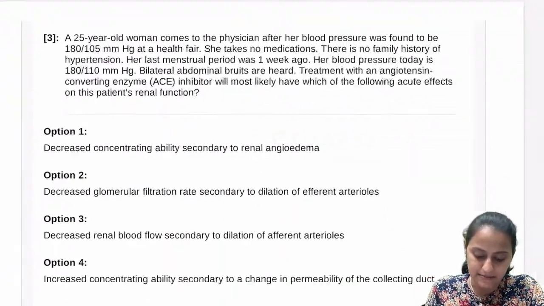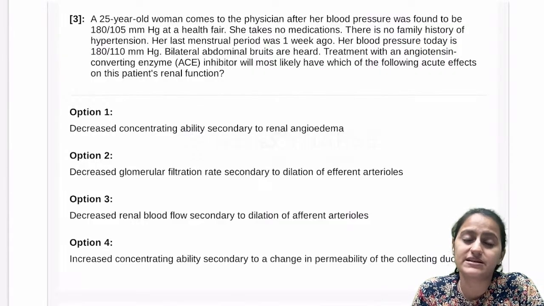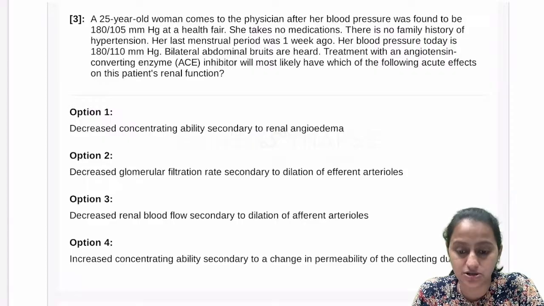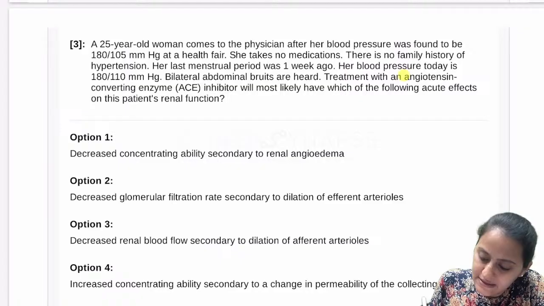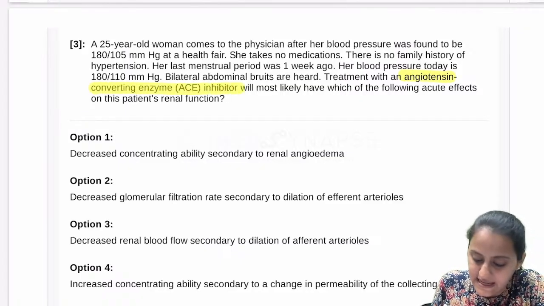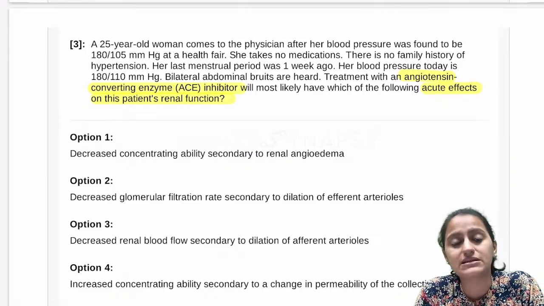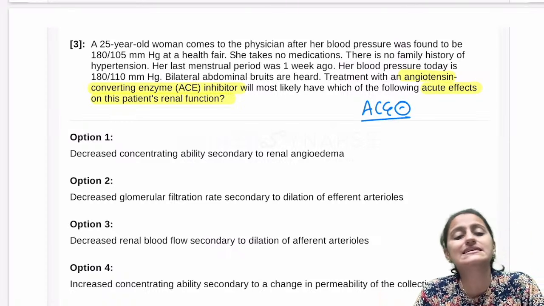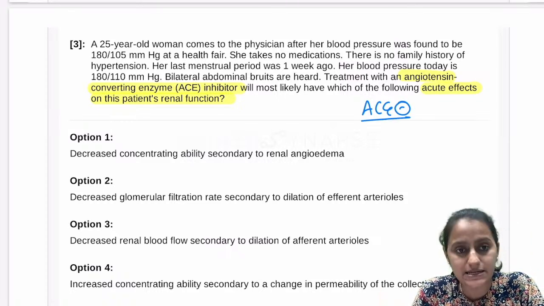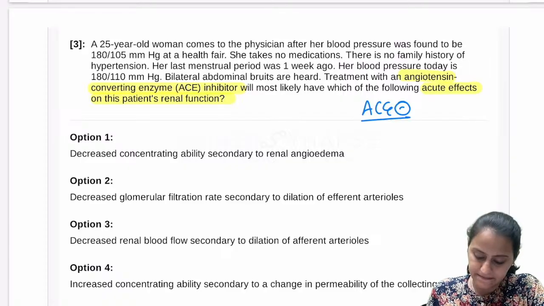Going to the next one. This is also based on the short concept that we have studied in renal physiology. Treatment with an angiotensin converting enzyme, that is ACE inhibitor, will have which of the following effects on renal function? Even if I read this, the question is, what will ACE inhibitors do in the kidney? So what is the trick that we have learned in renal physiology, guys?